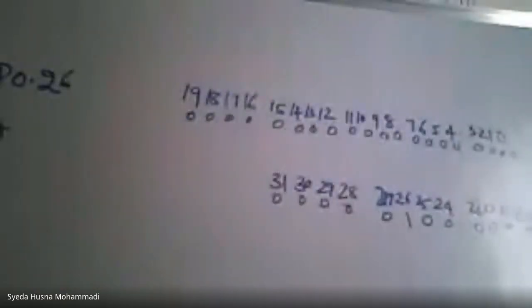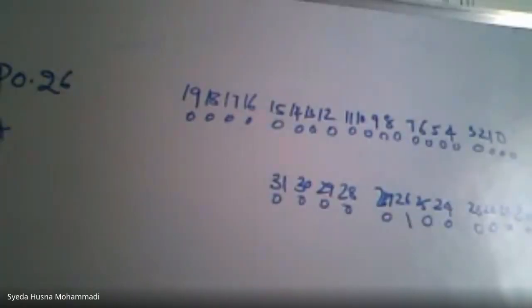Bits from bits 0 to 31, because your ARM is nothing but a 32-bit microcontroller. Have you all returned? Yes, ma'am. Okay. Now I'll start with the explanation. According to that, you people can place the value.